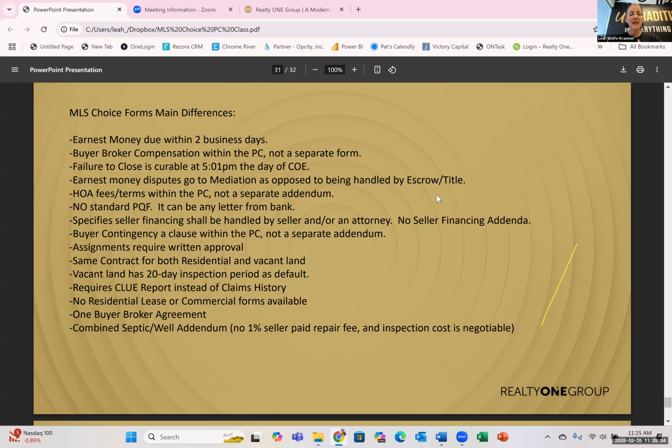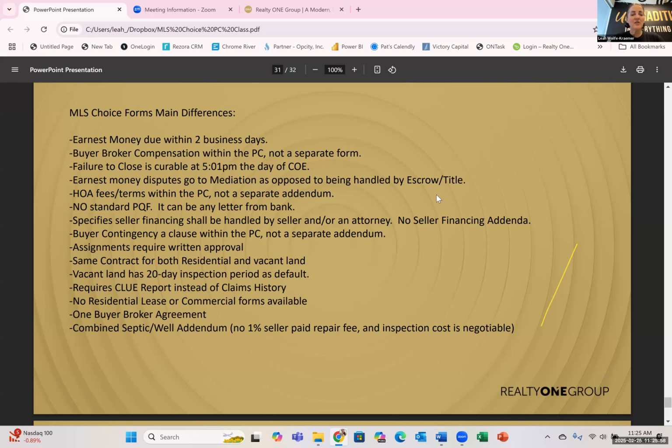Earnest money disputes go to mediation as opposed to being handled by escrow title. Remember, that was the one where I was like, probably not a fan of that one, and something that I would want to consider countering. HOA fees or terms within the PC, not a separate addendum. No standard pre-qualification. It can be any letter from a bank. Specify seller financing shall be handled by a seller and or attorney. So there's no seller financing addenda to accompany this.